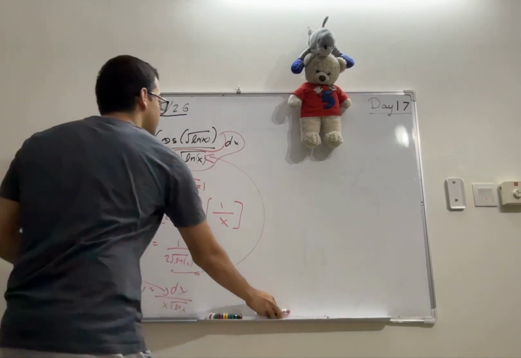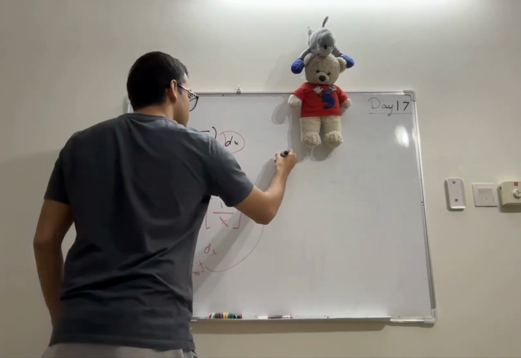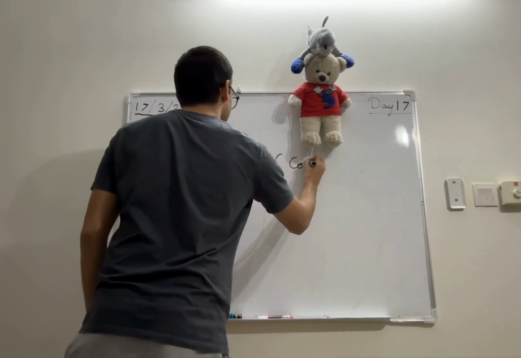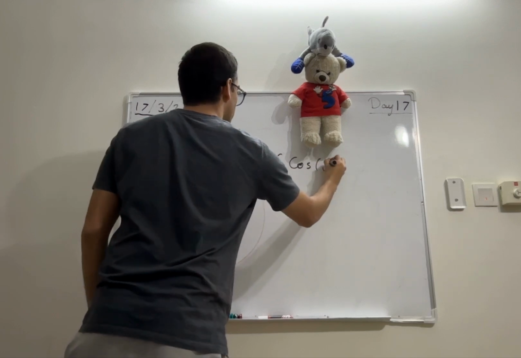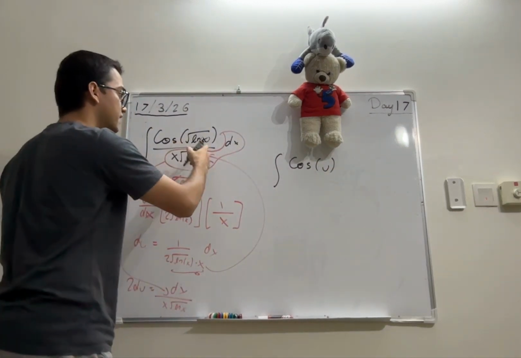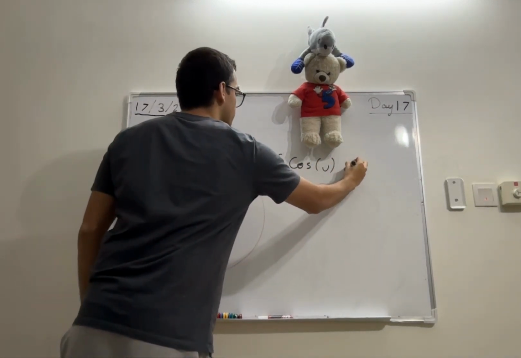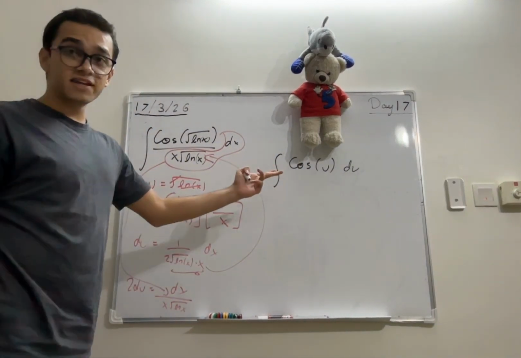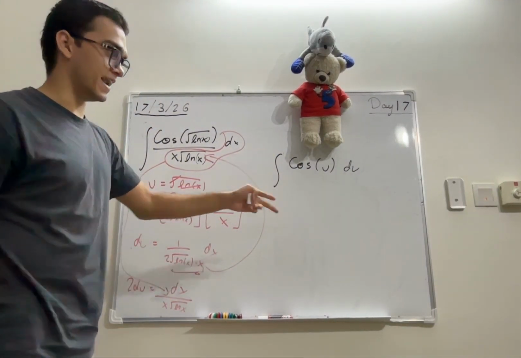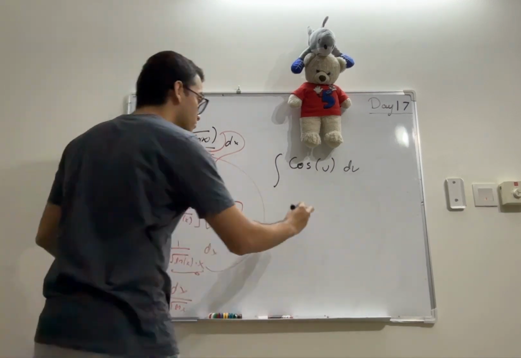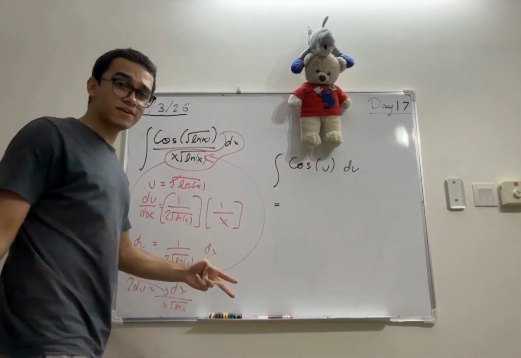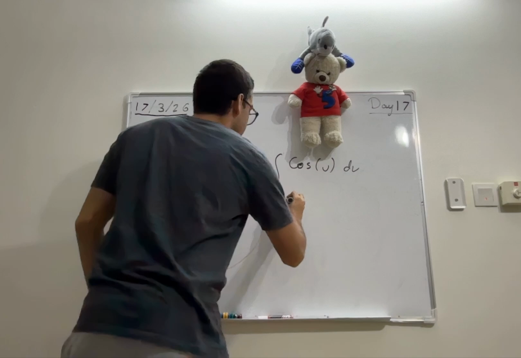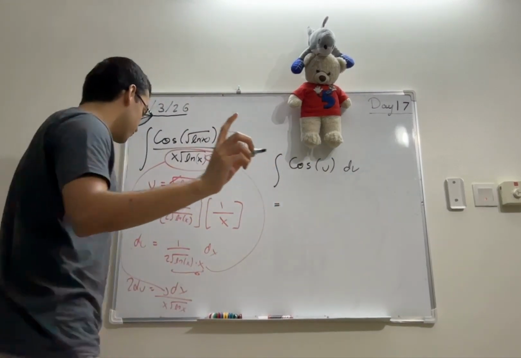So we can rewrite the integral as the integral of cos u, because we assumed our u to be root ln x, du, because our du is just dx by x root ln x. And this, I think we did on day 8. It's just a standard cos integral. So what do you get? What do you differentiate to get cos? Sine.